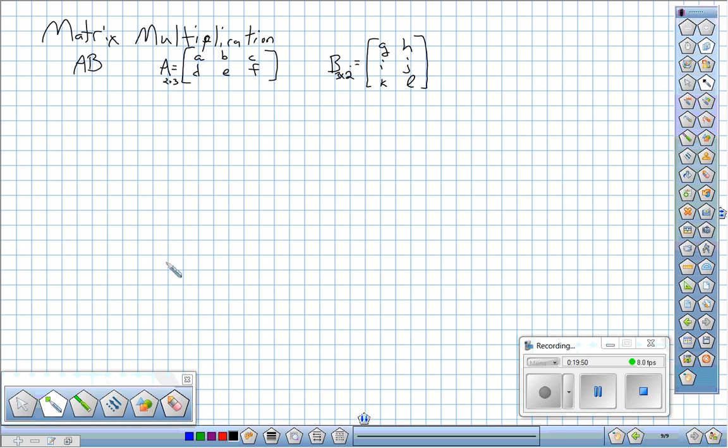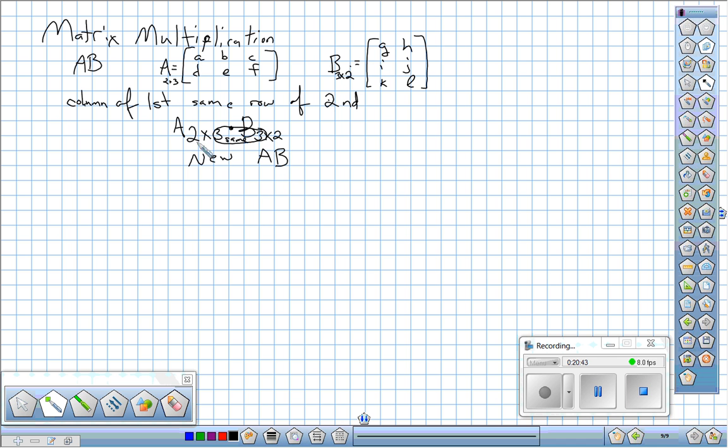So what you have to do first of all is make sure that the row of the first is the same. I'm sorry, I'm making it confusing. The column of the first is the same as the row of the second. So what I always do is I set up A is a 2 by 3, times, I use a dot for times, B is a 3 by 2. So what I usually do is I circle these middle ones. So these two have to be the same. And my new one will be AB.